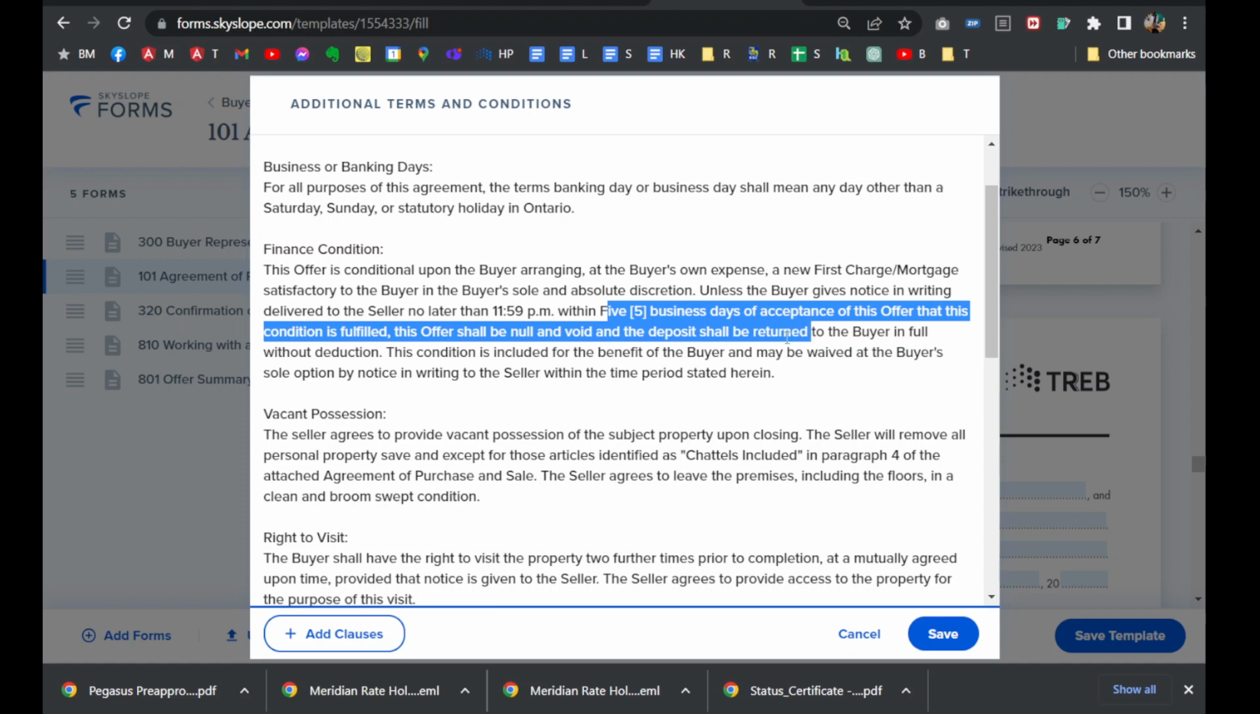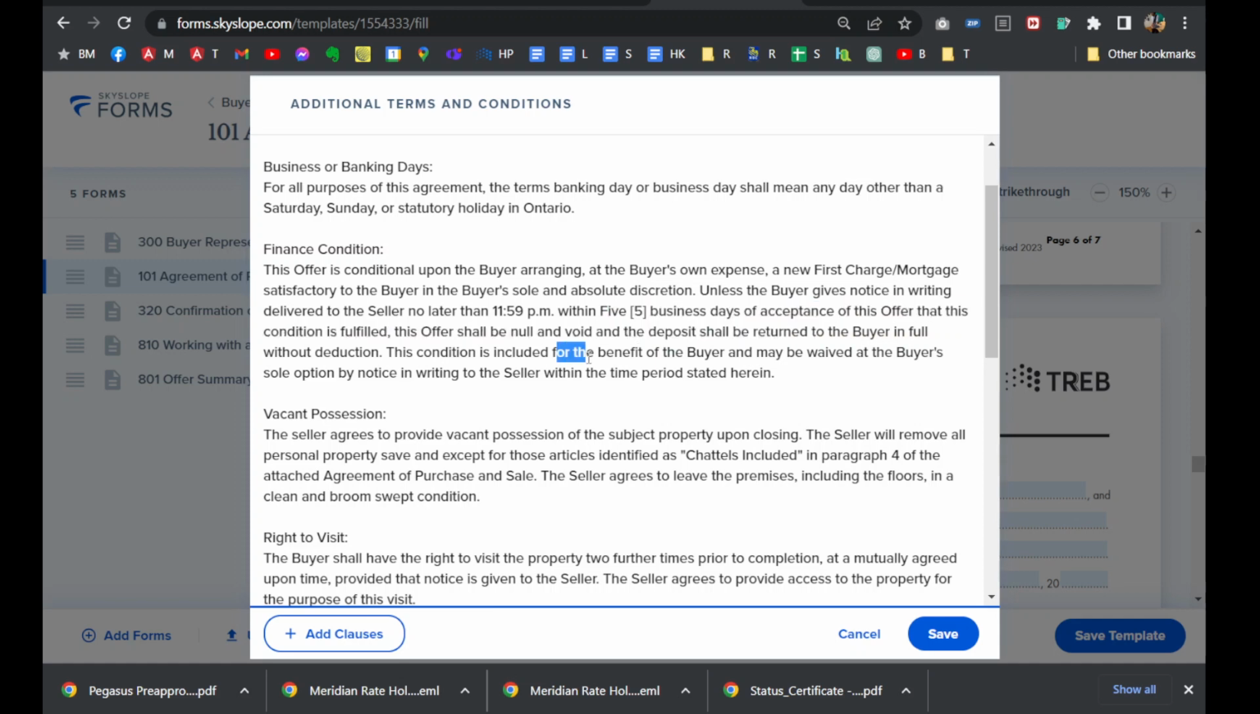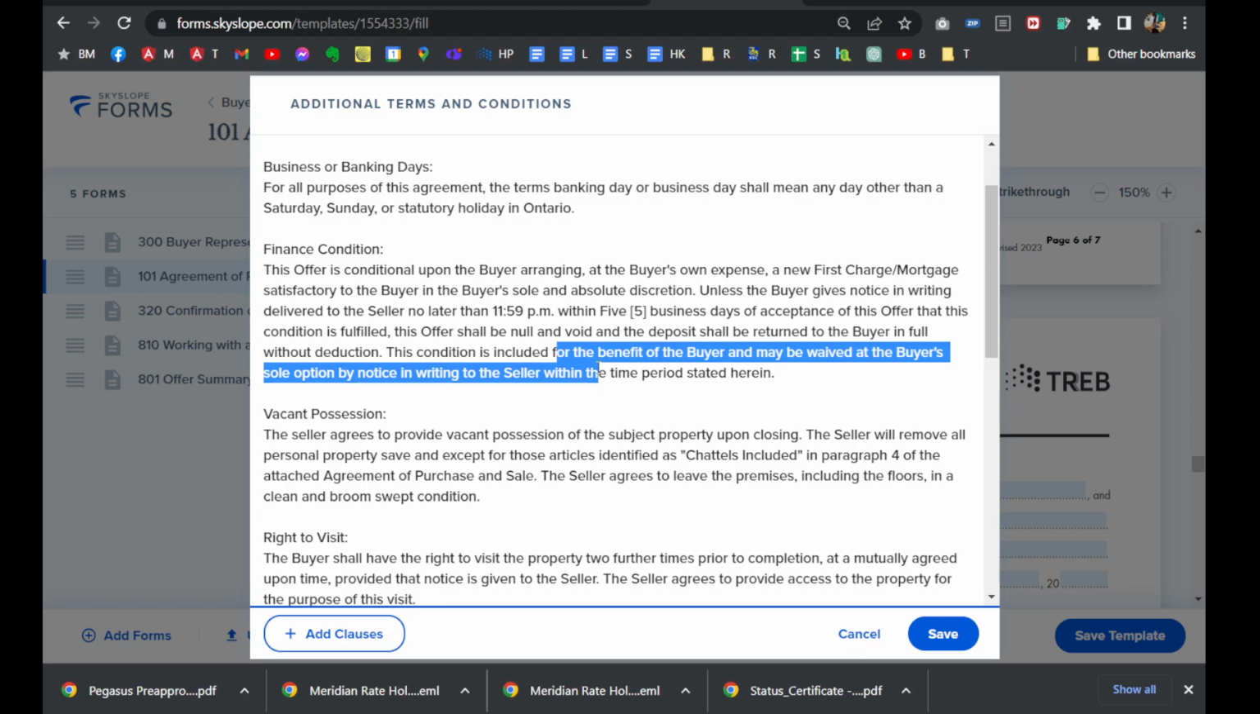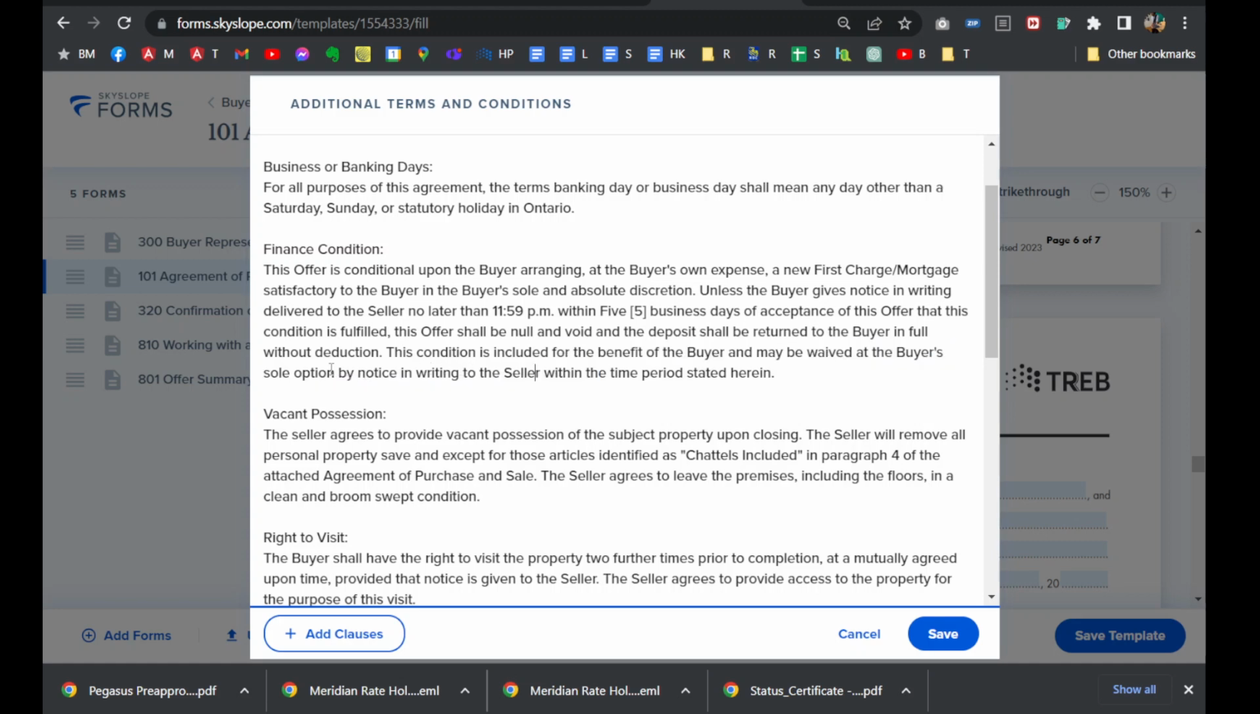This condition is included for the benefit of the buyer and may be waived at the buyer's sole option by notice in writing to seller within the time period stated herein. So within the time period is basically within 1 week of the acceptance of the offer by the seller or the last party. If they were to counter offer, it will be your acceptance of their counter offer. Okay, whenever that is.